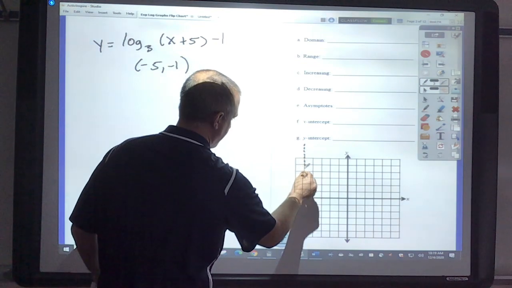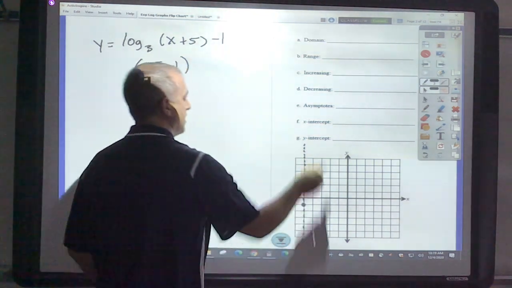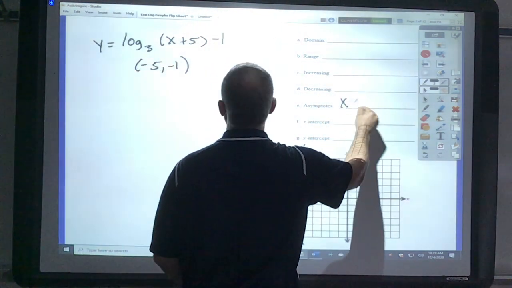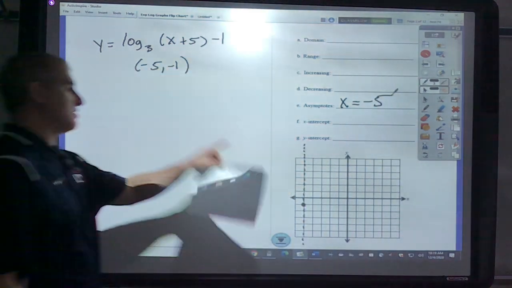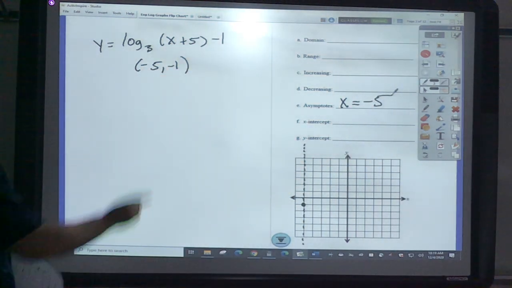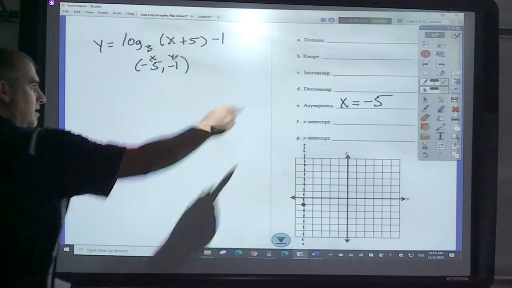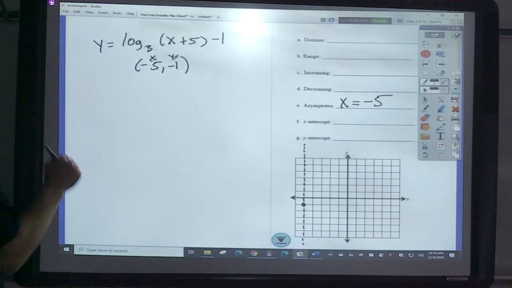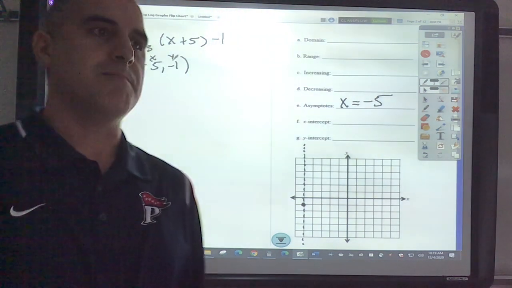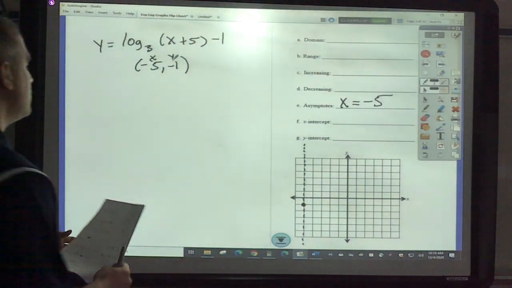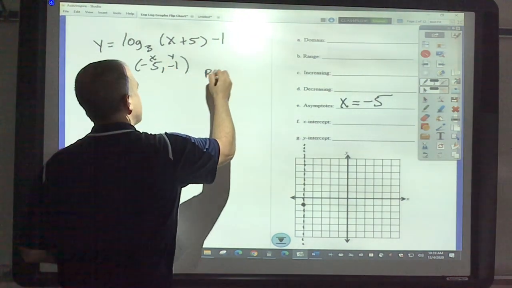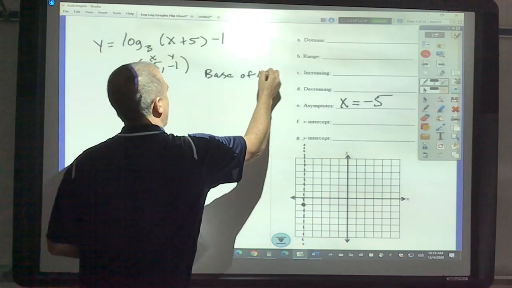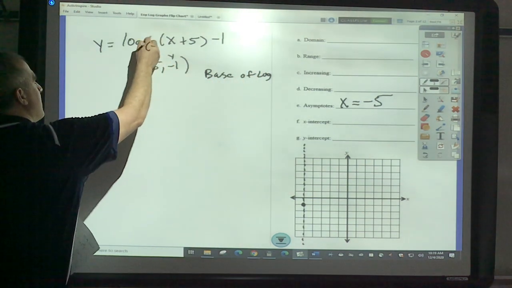Now, I would have a vertical asymptote. That's going to be at x equals negative 5. So that involves your anchor point. That's how you know. Now, there is no easy fix here for this. What you have to do is look at the base of the log. So the base of my log is 3.